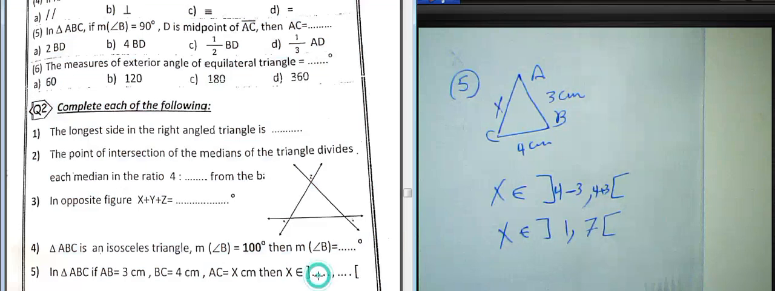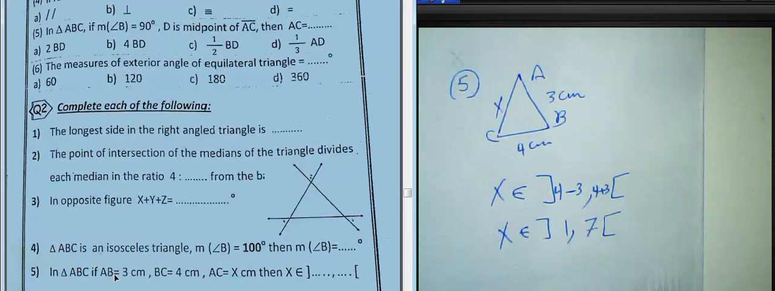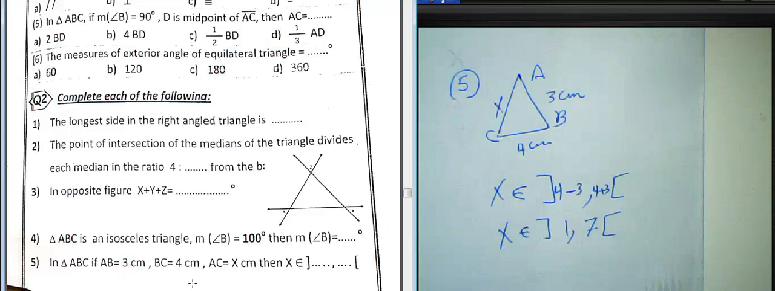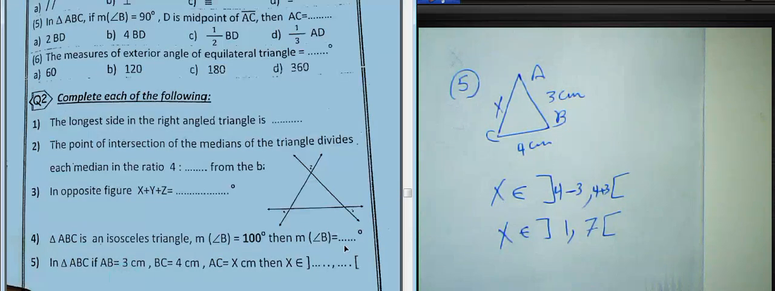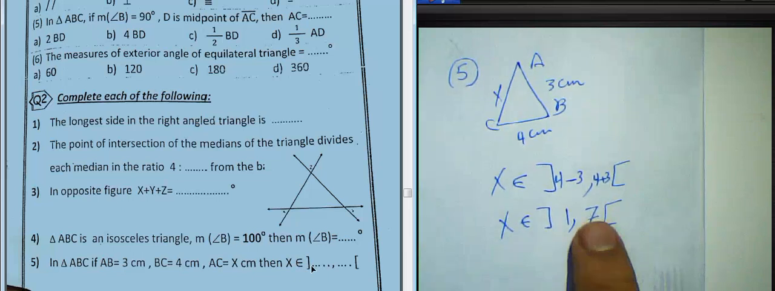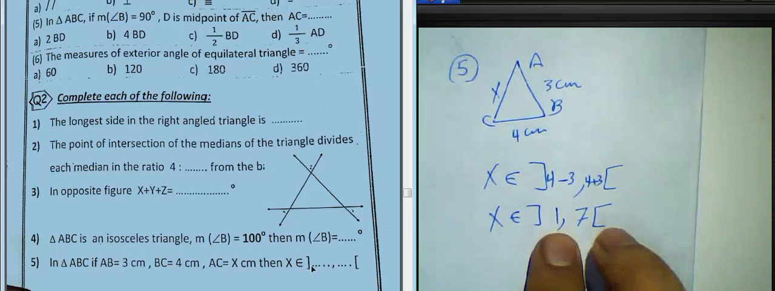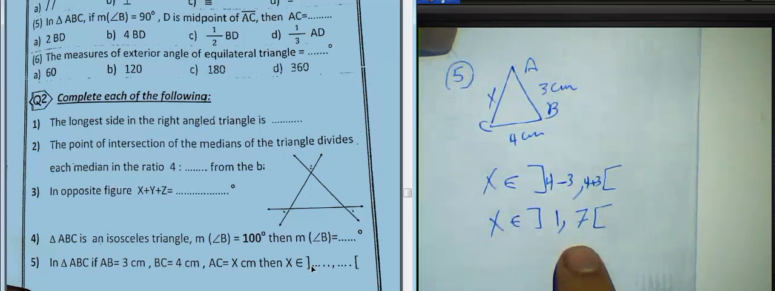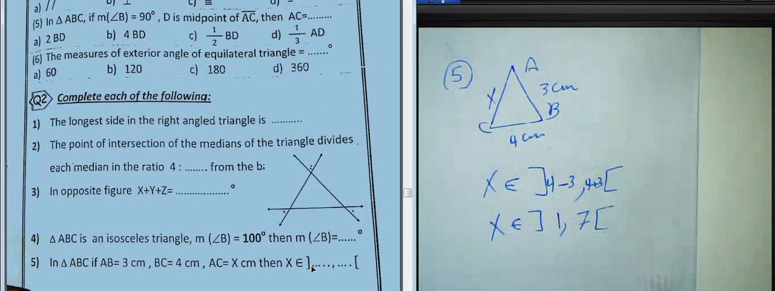Okay, it's very easy for you. In this example, first we must find the difference between the two sides, and then add the two sides. We subtract them and add them together. 4 minus 3 equals 1 and 4 plus 3 equals 7. So the third side must belong to the open interval from 1 to 7.